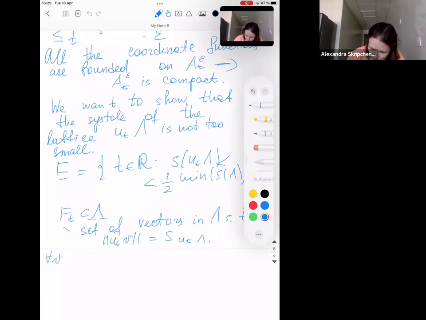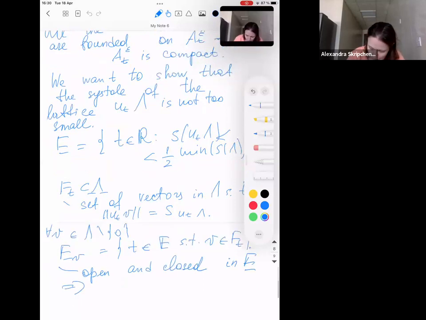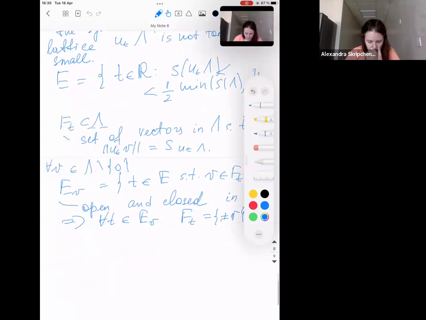And then for any v which is not 0, but lives in our lattice, we denote by E_V the set of t in E such that v enters this F_t. So E_V should be both open and closed in E. I will explain why in a second. But therefore, we will see that for any t in E_V, our F_t is just v itself, maybe multiplied by minus 1. So we need to explain why it should be open and closed first, and then we need to explain this last statement.